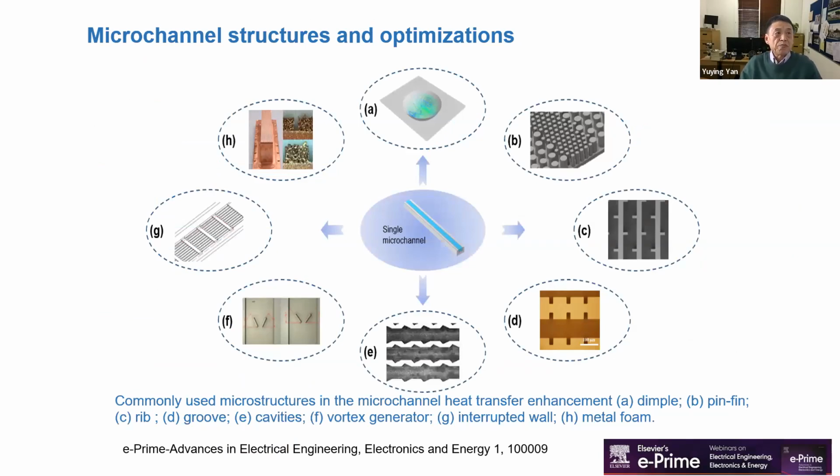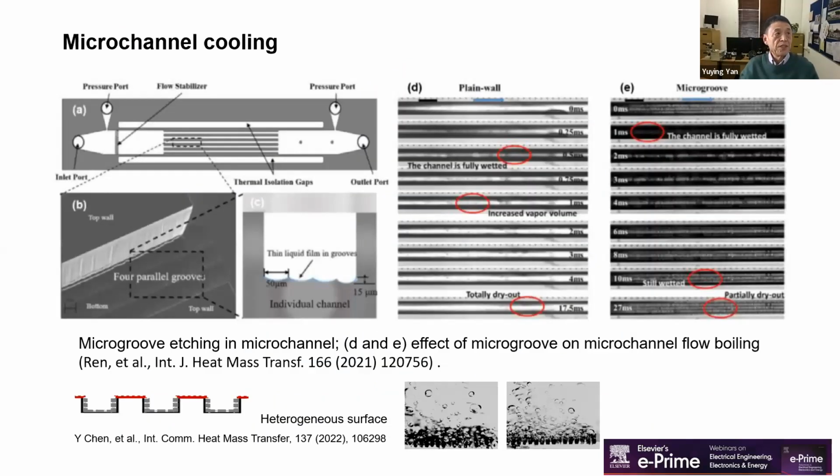Many microchannel structures have been applied to the optimization of microchannels. These include dimples and protrusion surfaces, pin fin surfaces, ribs, grooves, cavities, vortex generators, interrupted walls, and metal foams. Largely, these have been applied to microchannels, but the fabrication is still very challenging. Overall, microchannel cooling has been proved to be a very effective thermal management method for high-power electronic devices. A great deal of research has been carried out, but fabrication of microchannels is still plagued by machining accuracy, manufacturing cost, and process simplicity.